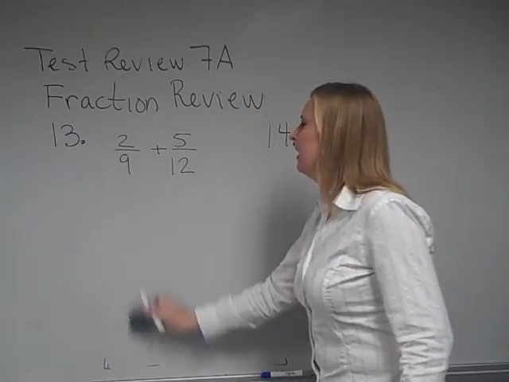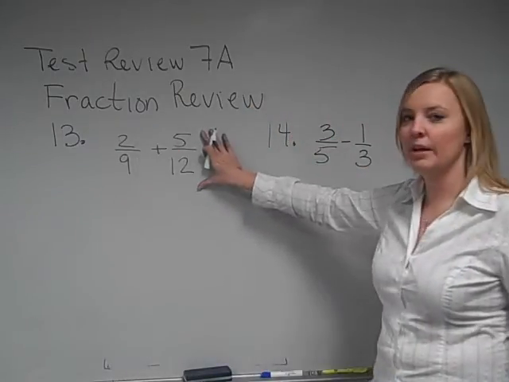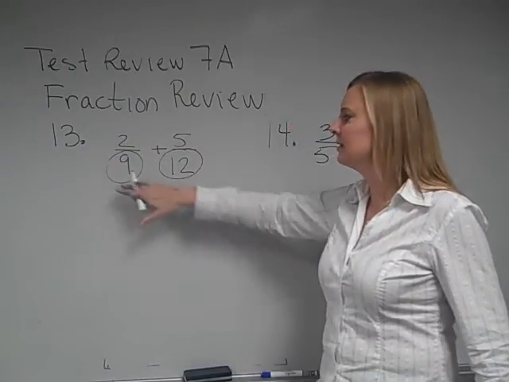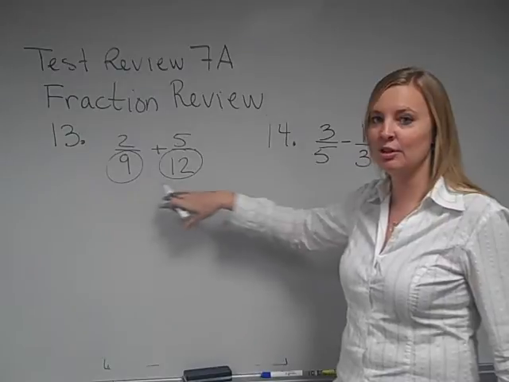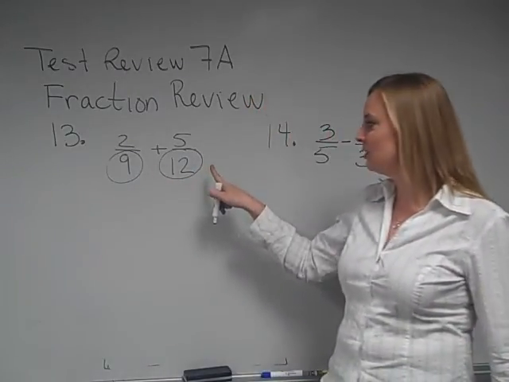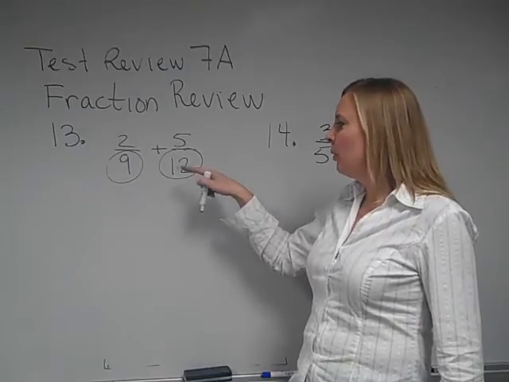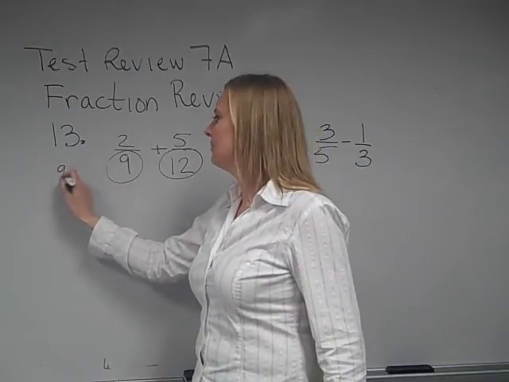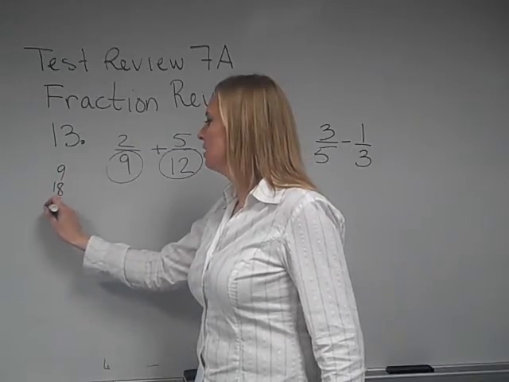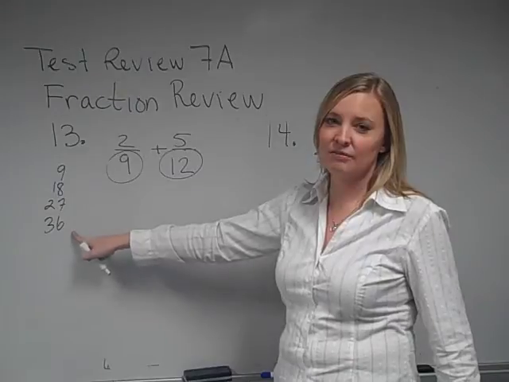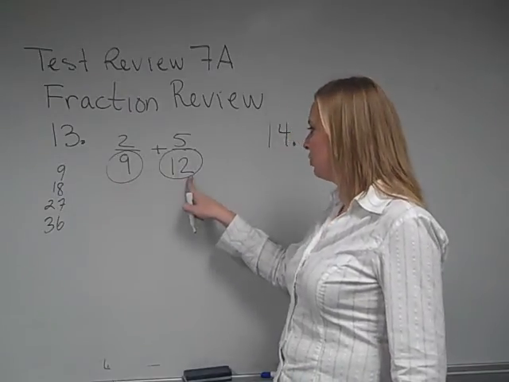Let's take that and talk about 2/9 and 5/12. We need the same size slices. We need the same number in our denominator. So we're going to see what goes into 9 and what 9 can go into and 12 go into evenly. So 9, we have 9, 18, 27, 36. 36 is the first number that both 9 and 12 go into.